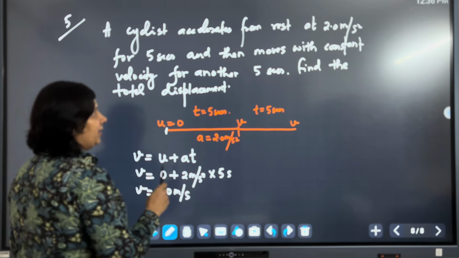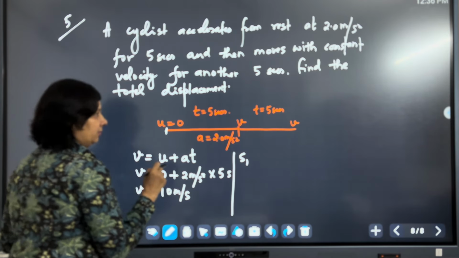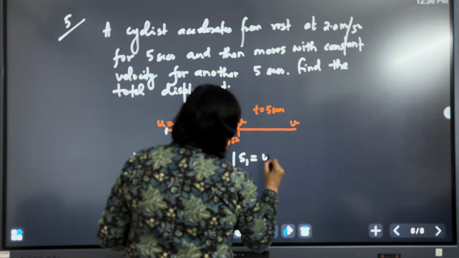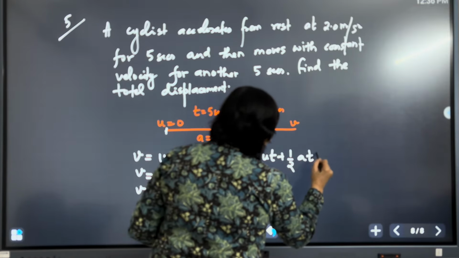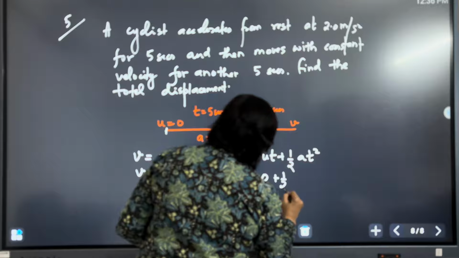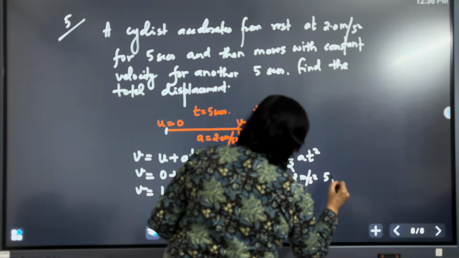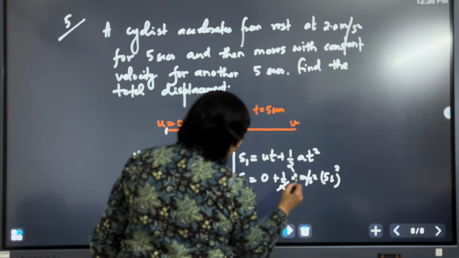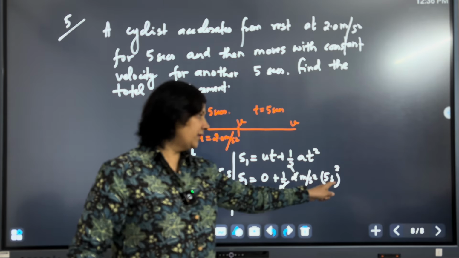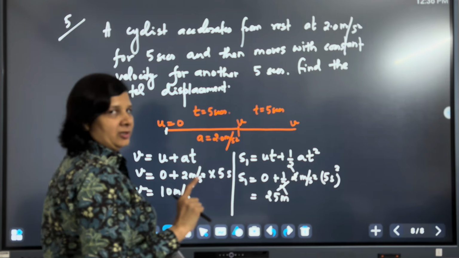Now you have to find the total displacement. First find S1, the displacement in the first part. It is accelerating, so you have to use the kinematic equation, right? ut plus half at square. This is equal to u is 0 because it starts from rest, plus half, acceleration is 2 meter per second square, time is 5 second, 5 second whole square. So 5 5s are 25 meter. Meter per second square into second square, you will get the dimension as meter. So this is the displacement in the first part of the journey.